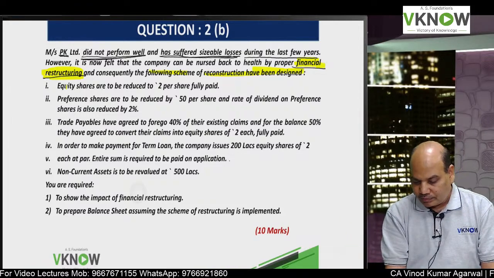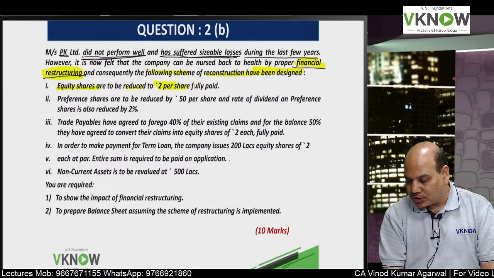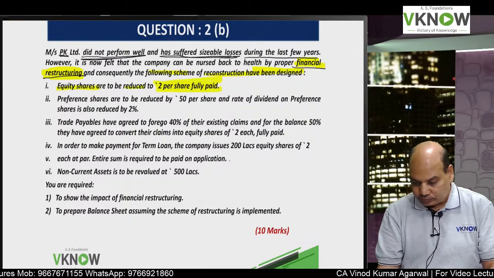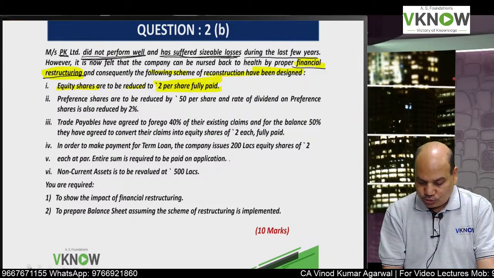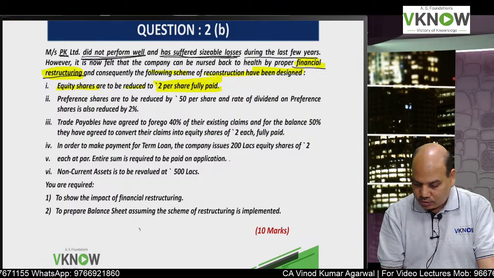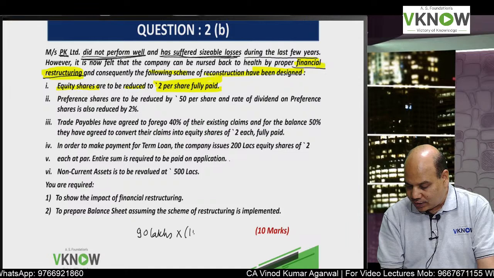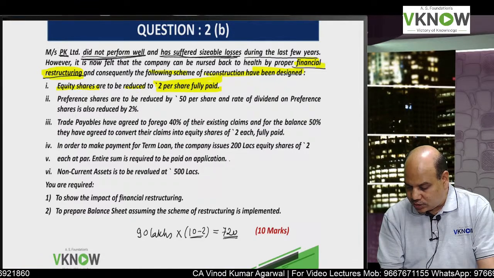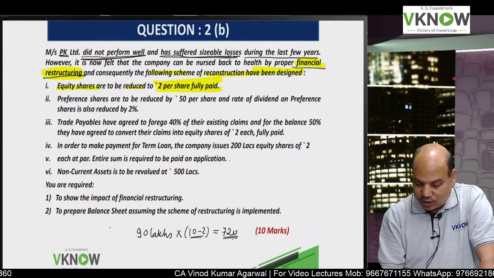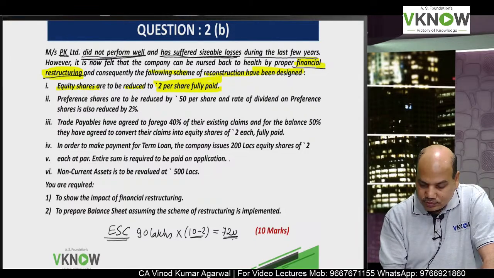Same problem. Equity share will be reduced to rupees 2 per share fully paid. Right now it is 10 rupees. It will be reduced to 2 rupees. So there are 90 lakh shares, and the sacrifice made by the equity shareholder is 8 rupees. So 720 is the reduction in equity share capital. You must have done it in the accounts.